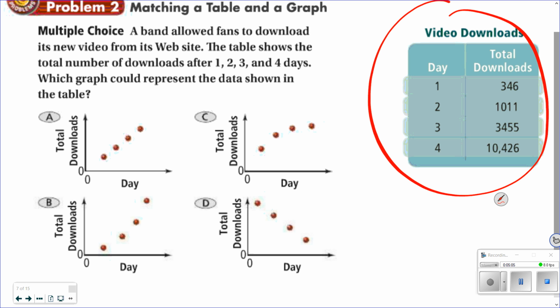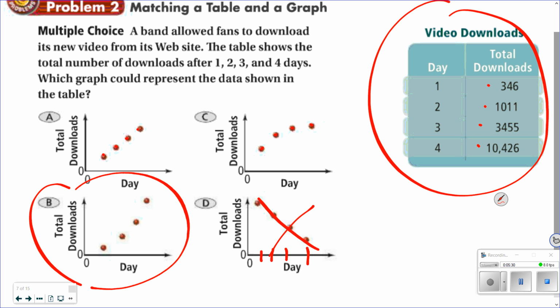So if I'm trying to match over here, I'm going to say it's definitely not this one, because as the days go by, the number of downloads is getting smaller, and that's not what's happening there. I don't think it's this one either, because that makes it look like the number of downloads is kind of leveling off, and I think they're not. I think they're increasing by more and more as I go down. This one would stay constant all the way up. I don't think those are staying constant, so I think it's this B right here. As time goes on, it's getting steeper and steeper. You're getting more and more downloads.